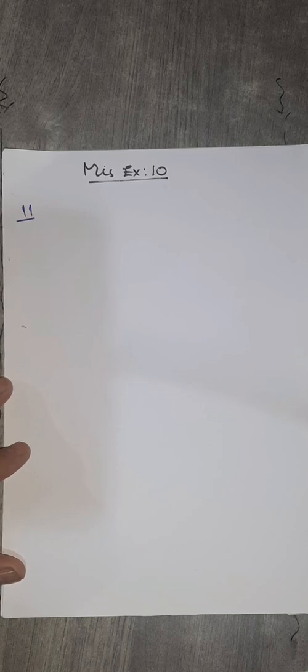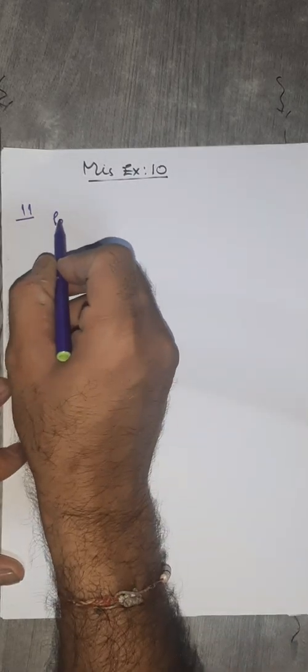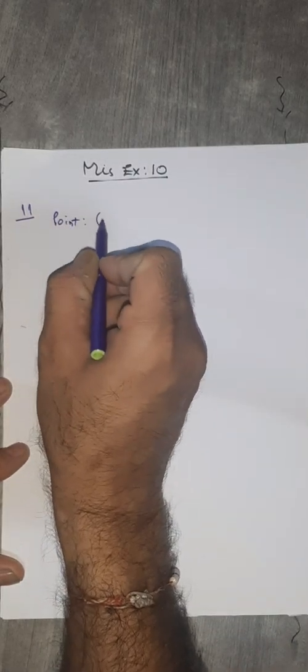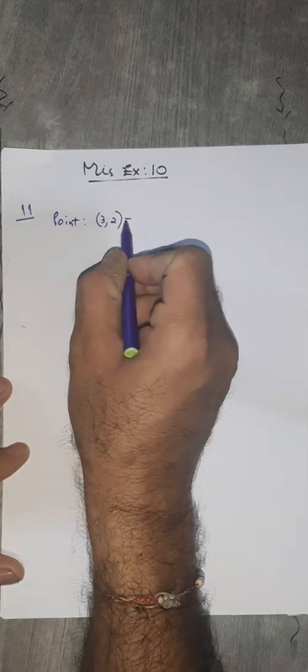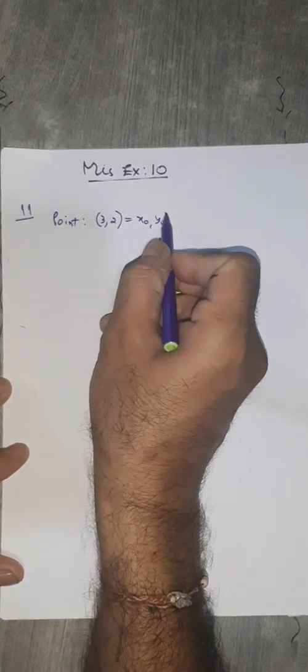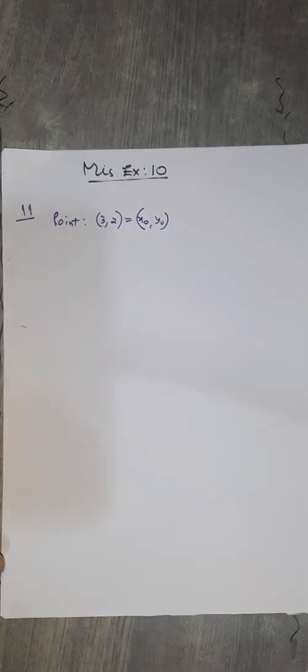Miscellaneous exercise 10. We continue with question number 11. Here the question is, find the equation of the line through the point (3, 2). So one point on the line you are given. The point is (3, 2), which, as per our notation, is like (x0, y0). Now to get the equation, you need a slope.